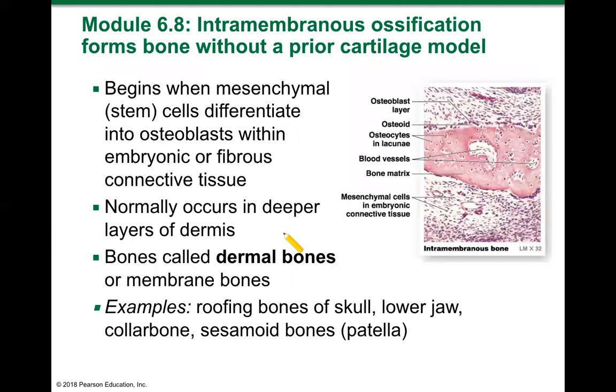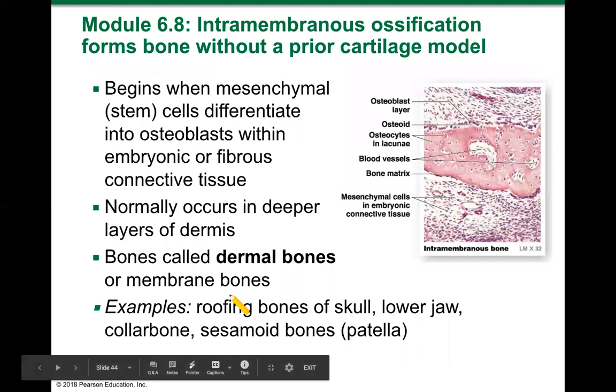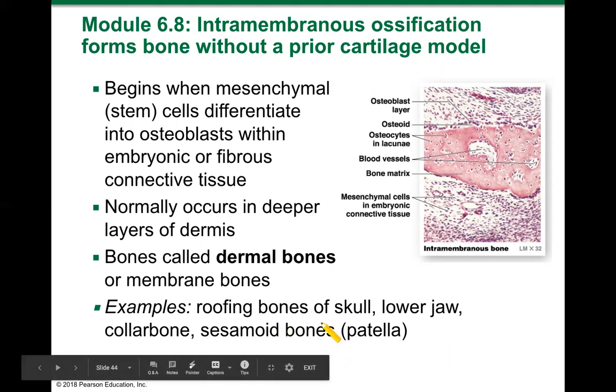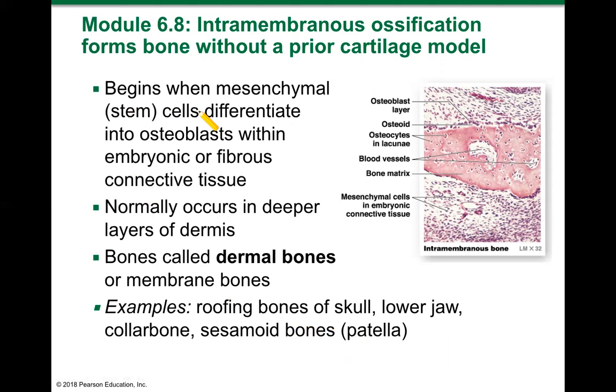The third type of growth is intramembranous ossification, and this is going to occur just in certain bones. So we talked about appositional and endochondral occurring in the long bones. This is going to be in flatter bones, like the bones of the skull and the jaw. This is going to begin when a specific type of cell called mesenchymal cells differentiate into osteoblasts within embryonic or fibrous connective tissue.